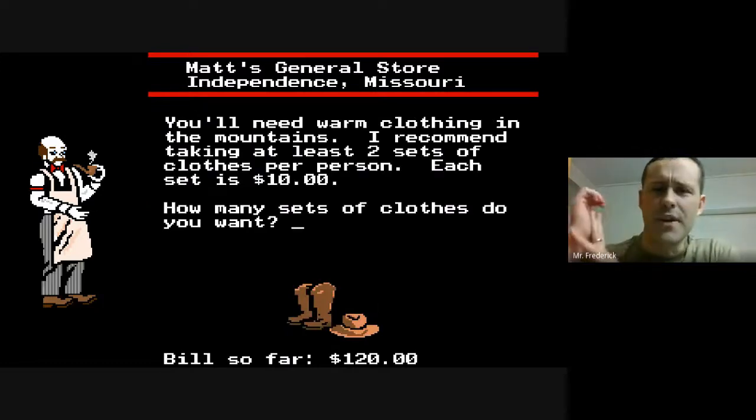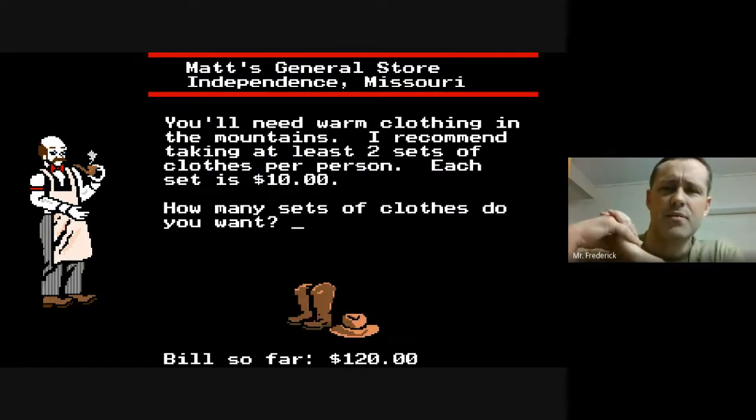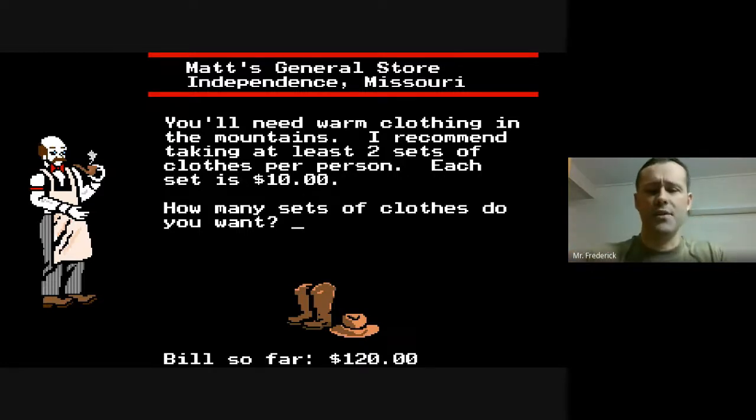You'll need warm clothing in the mountains. I recommend taking at least 2 sets of clothes per person. Each set is $10. How many sets of clothes do you want?